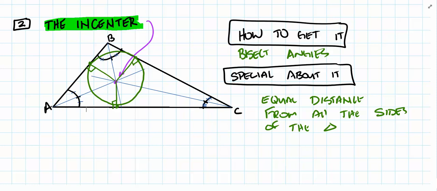Okay, so how do we get it? We bisect the angles. What's special about it? It's equal distance from all the sides of the triangle, and you can draw a circle inside the triangle. Okay, here's the same set. We're going to talk about the circumcenter now.